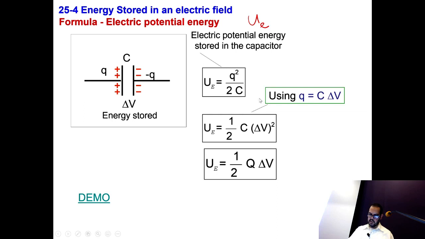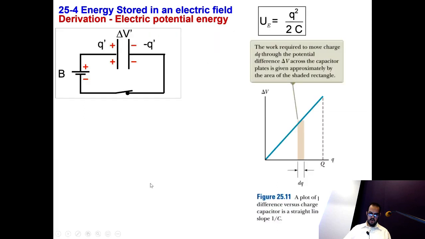So if you have the charge and the capacitance, you can use that. If you have the capacitance and the potential difference, you can use that equation. But if you don't have the capacitance but you have the charge and the potential difference, you can use this equation to determine the electric potential energy. Okay, let me skip the demo because we lost some time earlier.